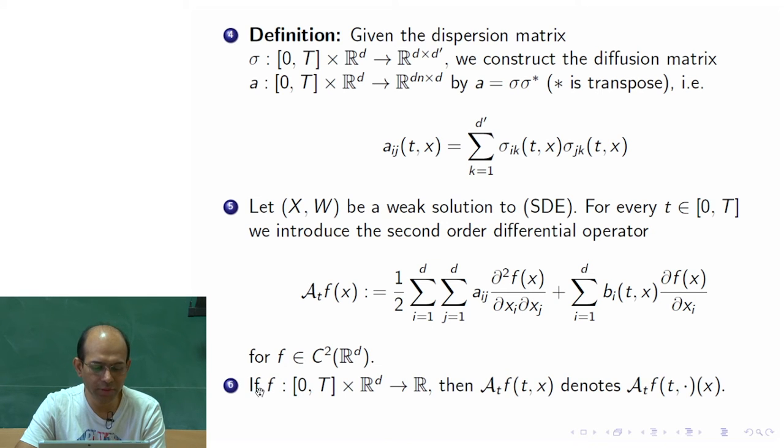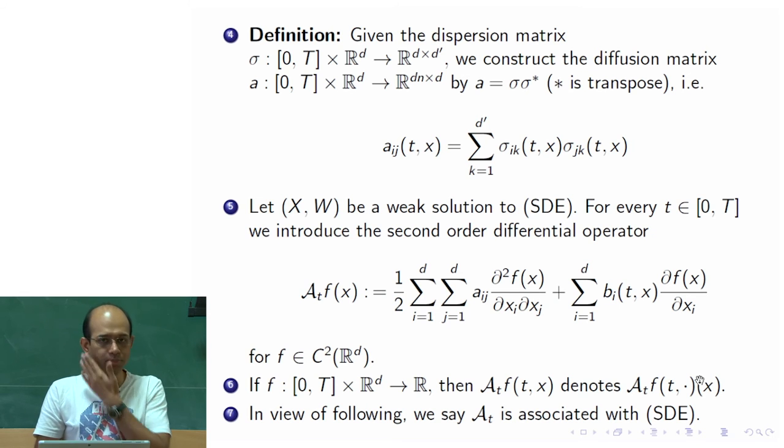So, here if f is a real valued function of t and x, whereas earlier f was only a function of x, here f is a function of time and space. Then if I write A_t f(t, x), I mean the following: f(t, ·), that means as a function of the x variable. So, A_t is acting on that function, and then the new function we get, we evaluate at x. That is the convention of notation we are going to follow.